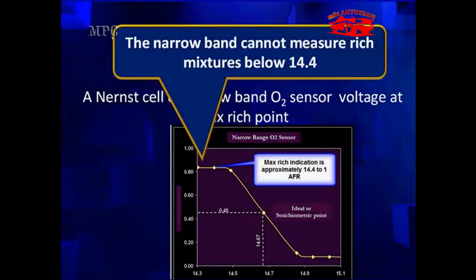And on the other side, this is also another point we've got to remember. It cannot measure anything beyond 14.4. The reason we bring this to your attention is for wide open acceleration.